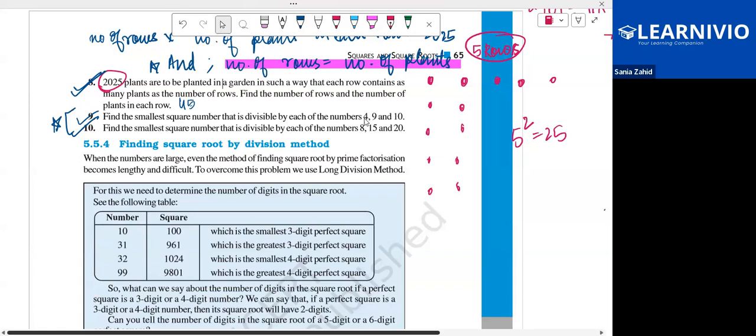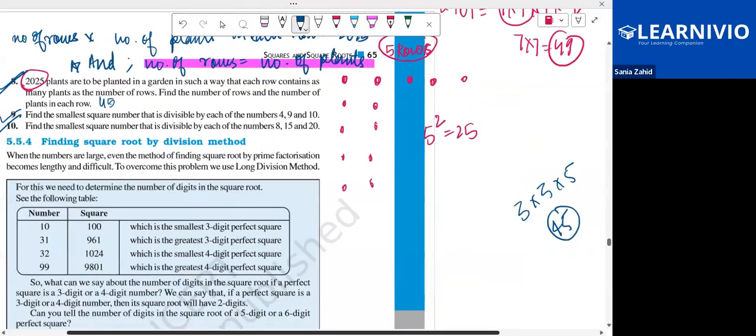Ma'am, we have to find the LCM, right? Yes, Rida, we have to find the LCM. If you're finding difficulty, we'll solve it. Please look at the board. Okay, ma'am.